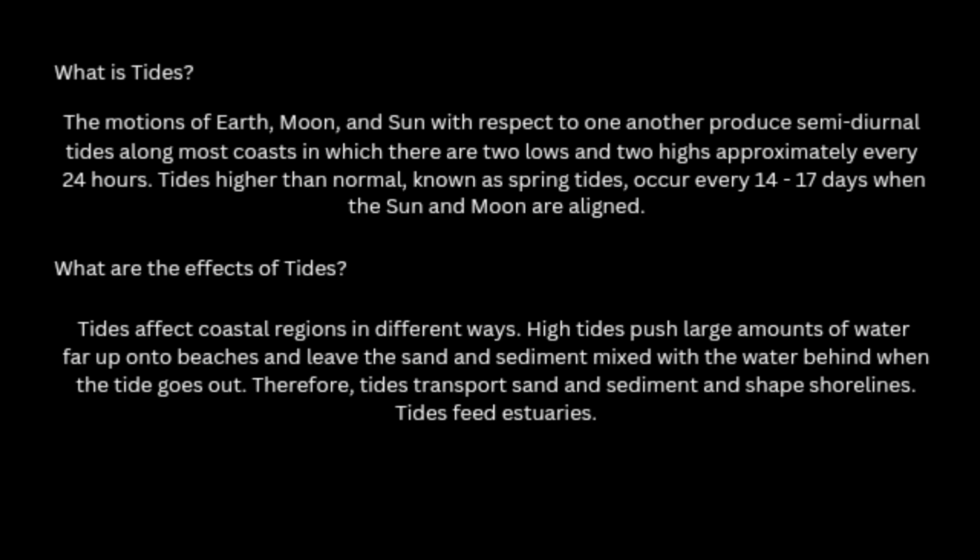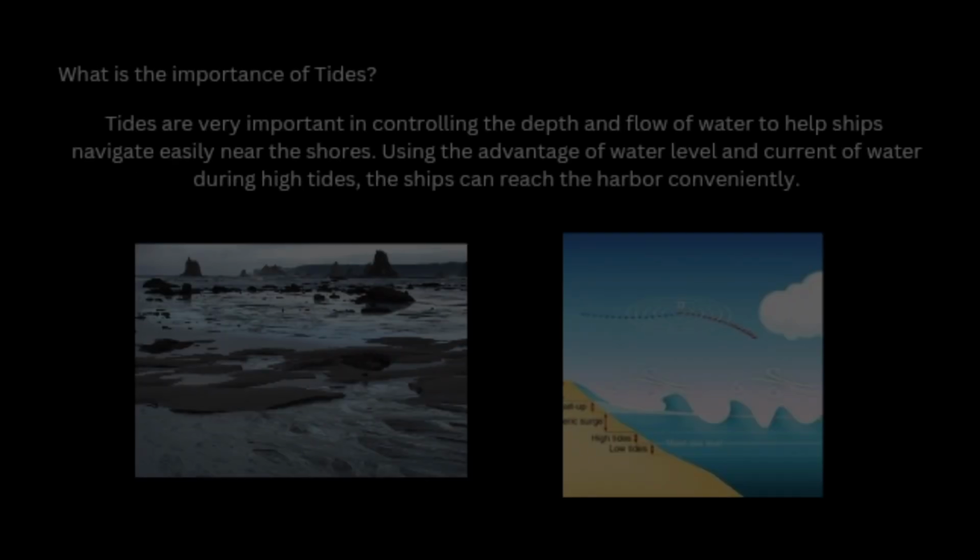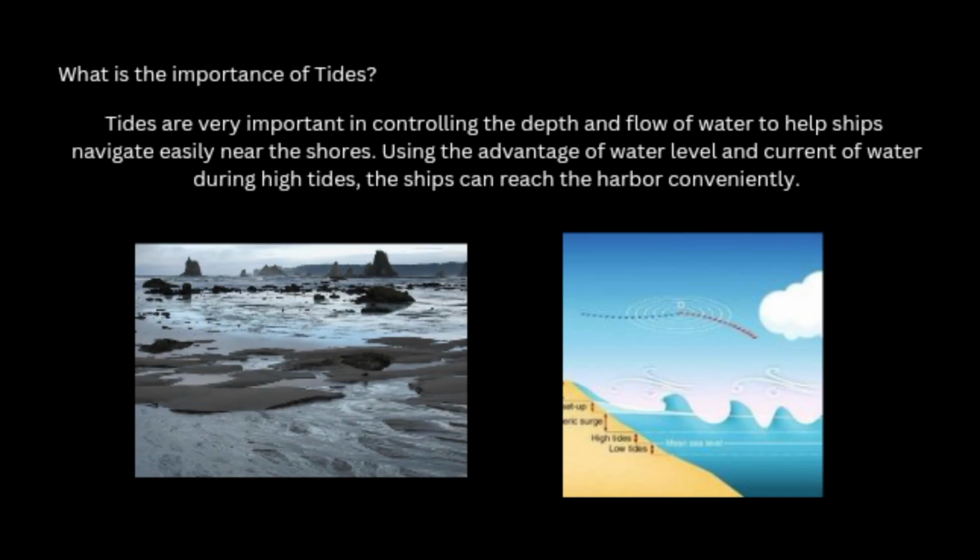Tides affect coastal regions in different ways. High tides push large amounts of water far up onto beaches and leave the sand and sediment mixed with the water behind when the tides go out. Therefore, tides transport sand and sediment and shape shorelines. Tides also feed estuaries. What is the importance of tides?